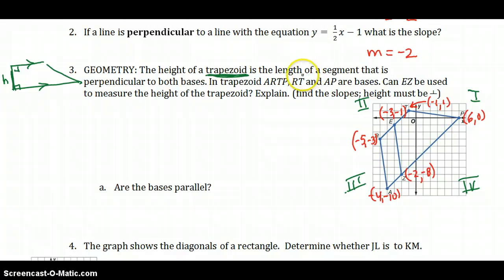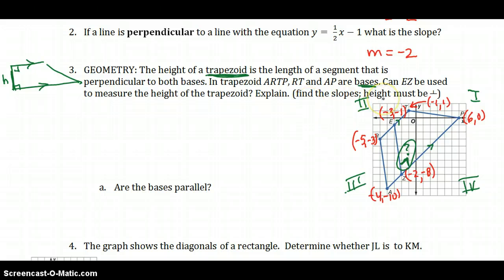So let's keep reading. The question is, in trapezoid ARTP, they name it by its vertices, the points at each corner. RT and AP are the bases. If they're the bases, then those are the parallel sides. So this side is parallel to that side, AP and RT. Can EZ, here's the line in question, be used to measure the height? Well, if EZ is the height, this needs to be a right angle, and we do not know. It did not tell us it's a right angle, so that's the question. Is it or is it not a right angle?